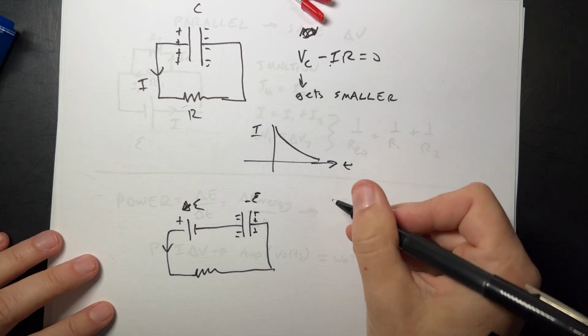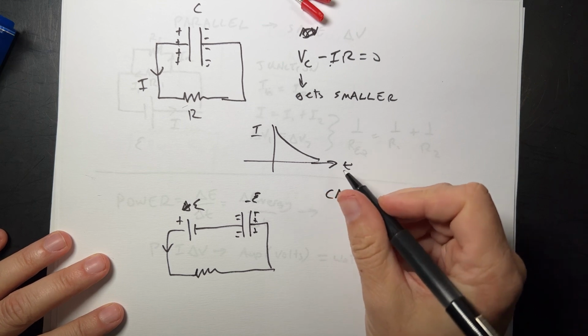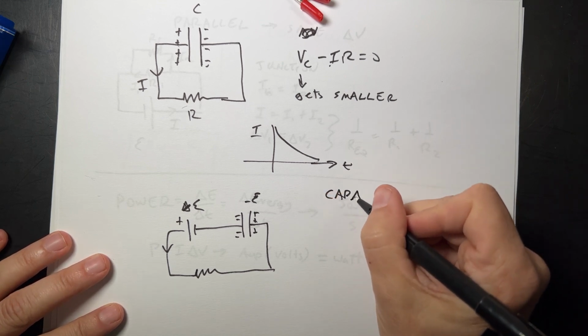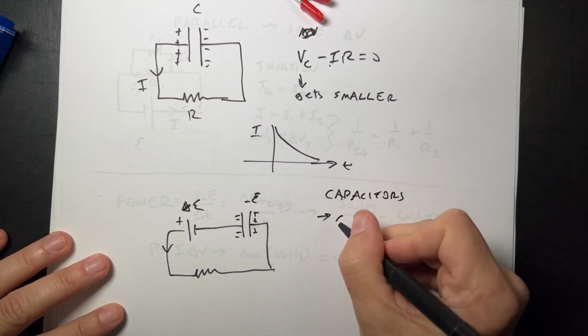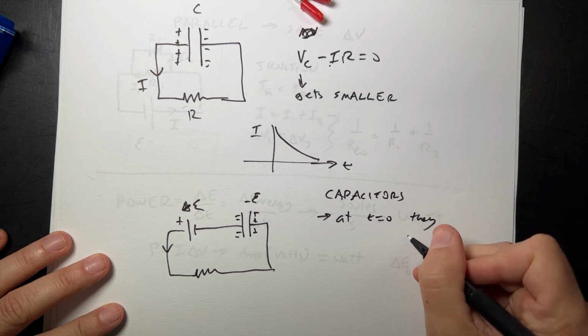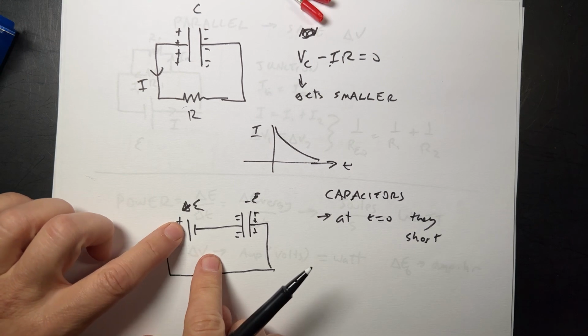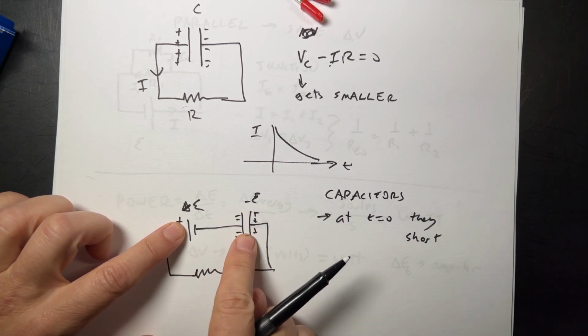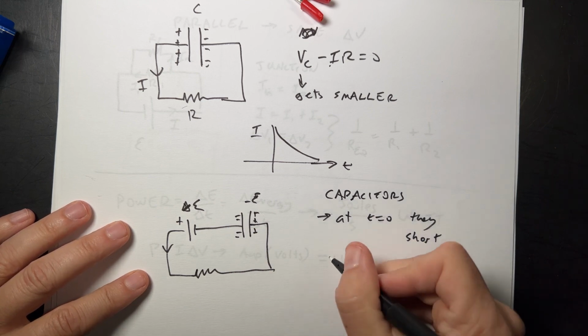Two things about capacitors in a circuit like this. In a DC circuit, capacitors at t equals 0 act like a short. So right when I plug this in, if there's no charge in the capacitor, there's no voltage across it. So it acts like it's not even there, and that's what we call a short.